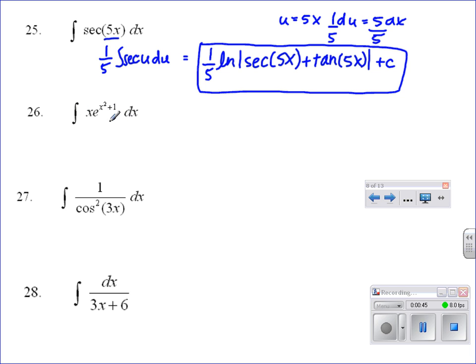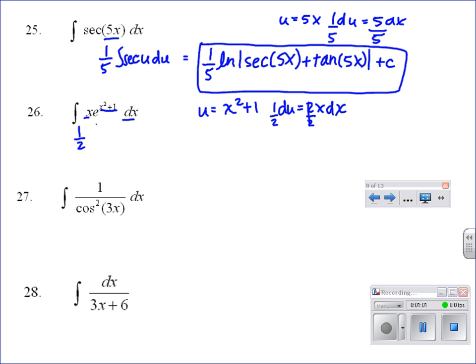So now for 26, you have one exponential function. When that happens, you will let your u be whatever e is raised to. So x squared plus 1, so du is 2x dx. You want it to match. Here you have an x dx. Here you have 2x dx. So you need to divide by your 2 or multiply by 1/2.